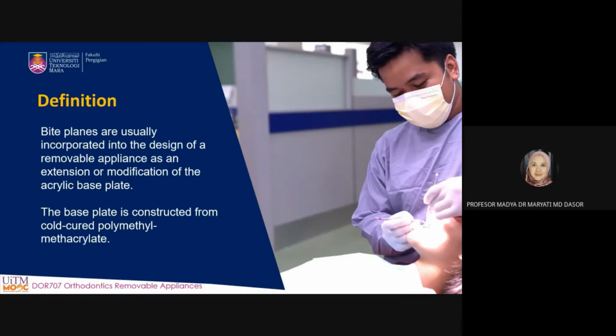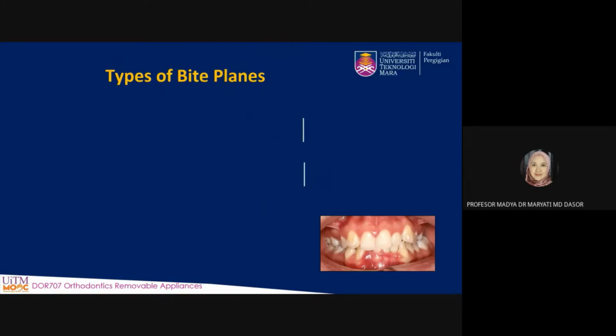Biteplanes are usually incorporated into the design of a removable appliance as an extension or modification of the acrylic base plate. The base plate is constructed from cold cure polymethyl methacrylate. There are two types of biteplanes. The first one is anterior biteplanes and the second one is posterior biteplanes.